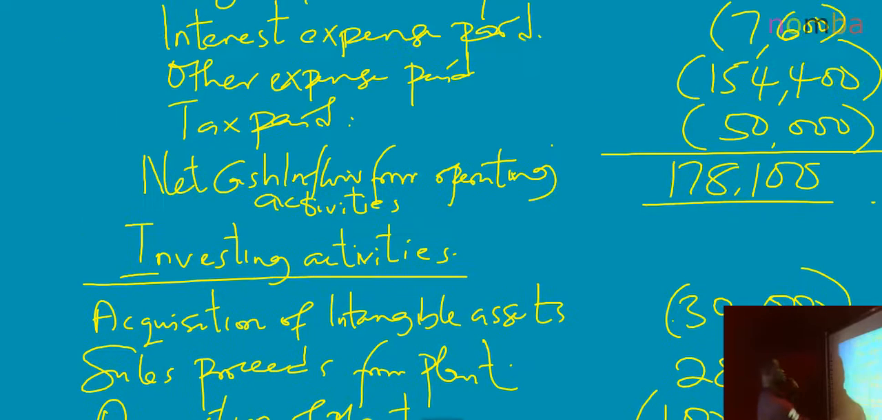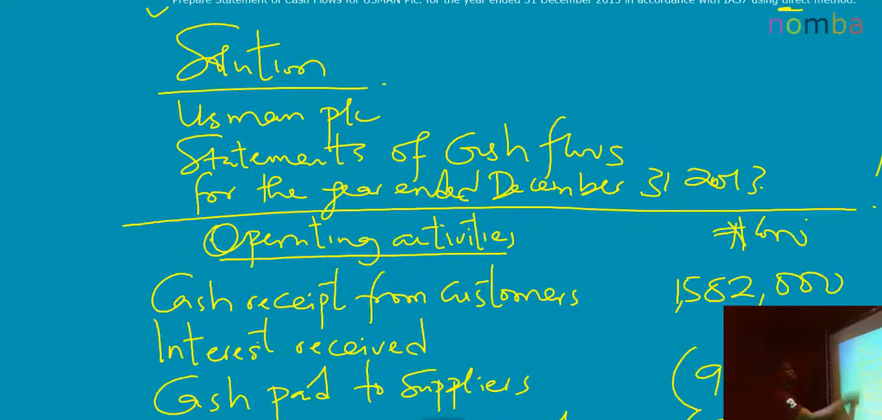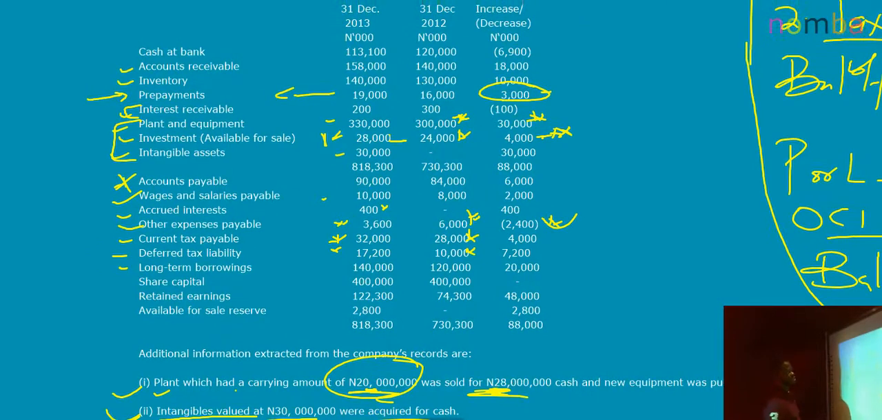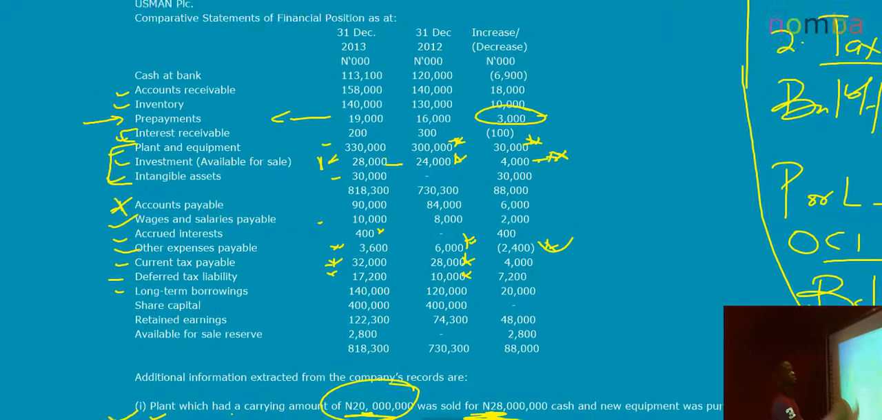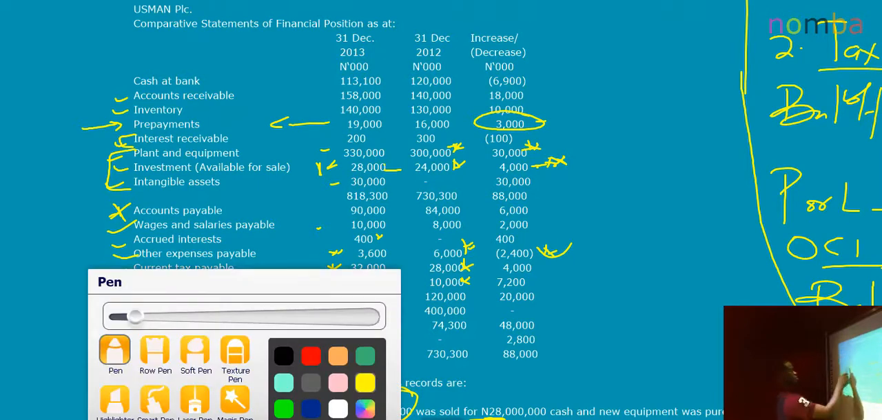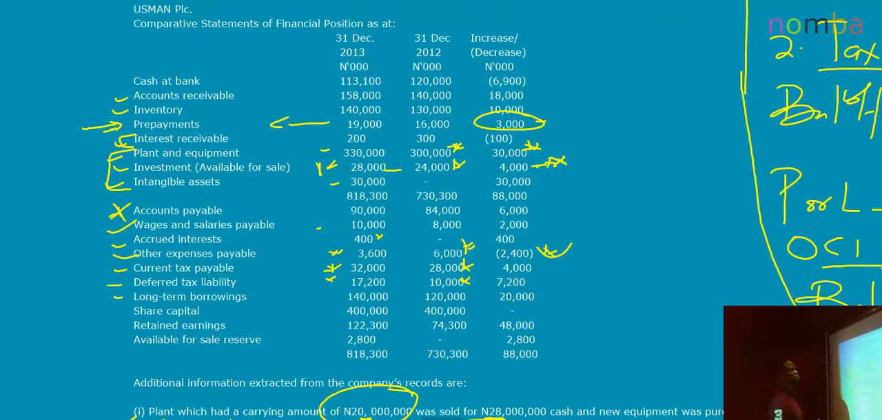Okay, so with this now, I've touched every item in the statement of financial position under non-current asset item, and even the current assets, due to this prepayment I had not touched, because you need to check every item. So now, this cash, you won't touch it, because you will need to get this 113,100 as the balancing figure. We will come back to that.